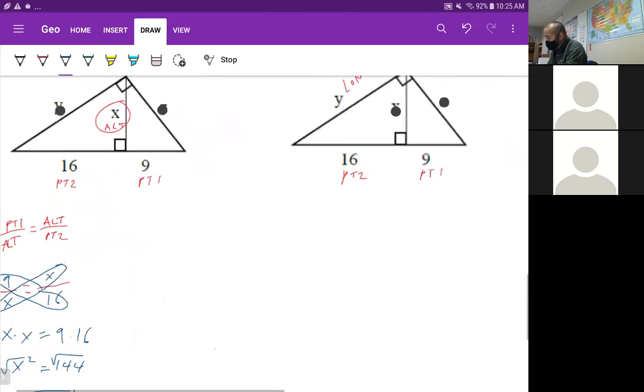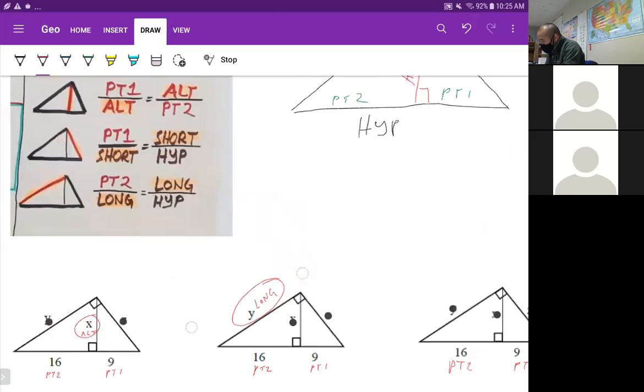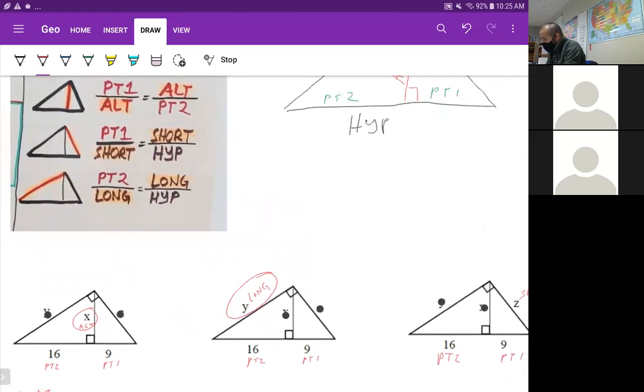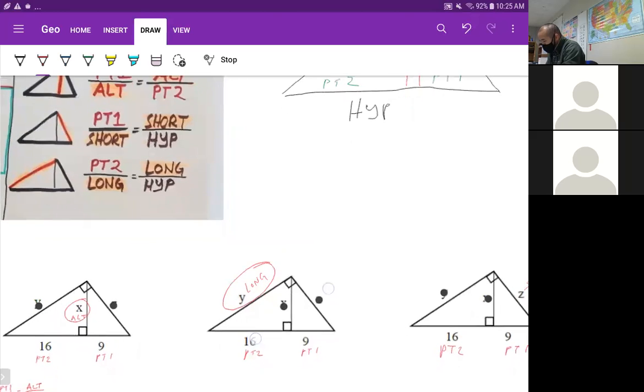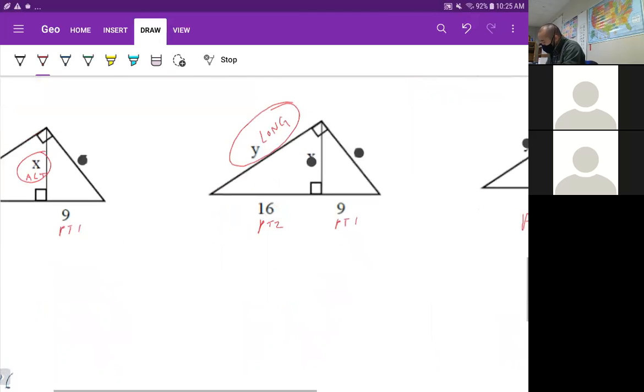So I'll just go over them so you have examples for each kind. Okay, this time we're looking for the long. So the long is what we're looking for. There's one formula that has long on it. So basically, whatever your variable is, use one of these formulas to find what you're trying to do. So part 2 over long equals long over hypotenuse.